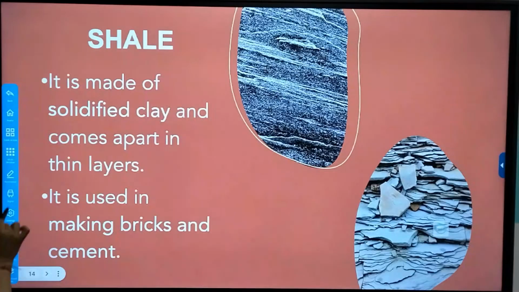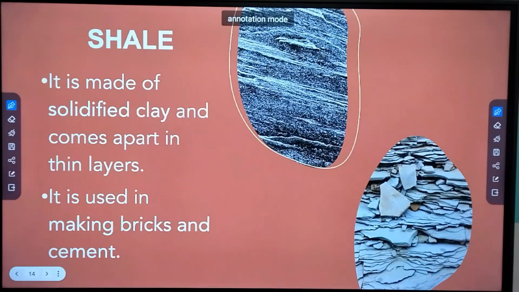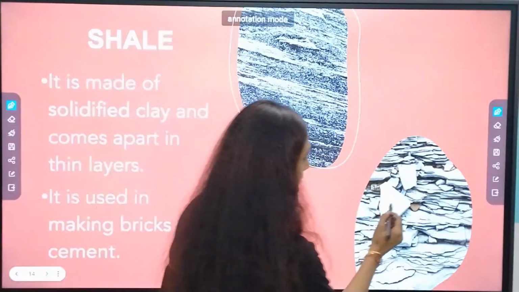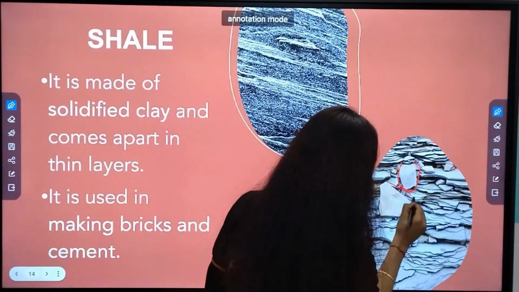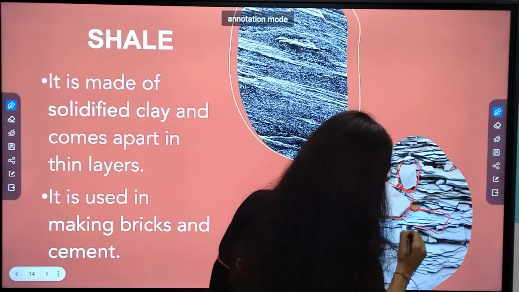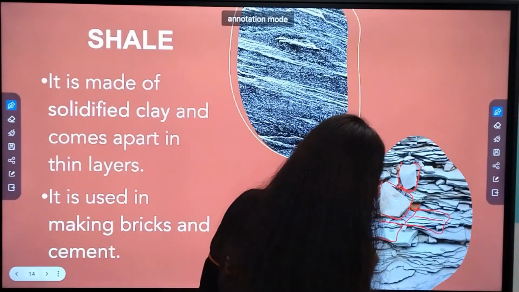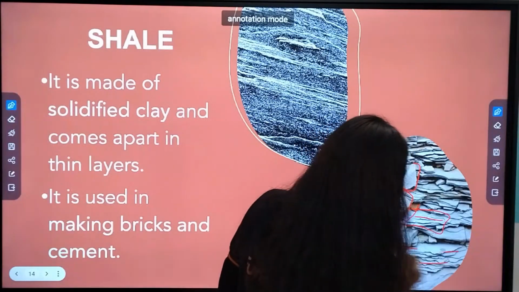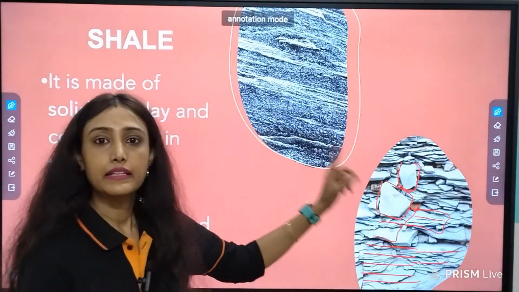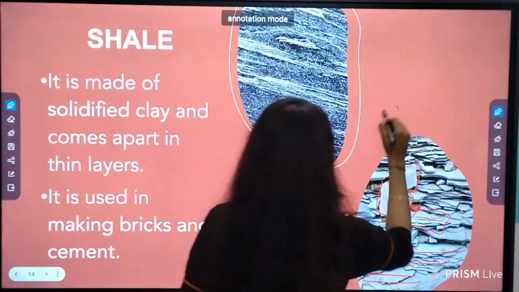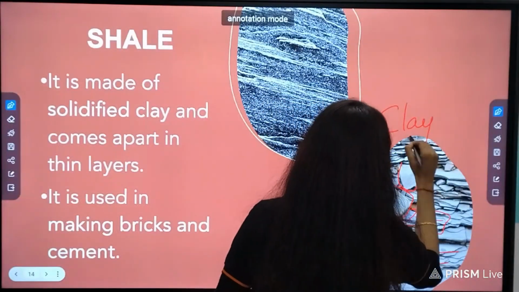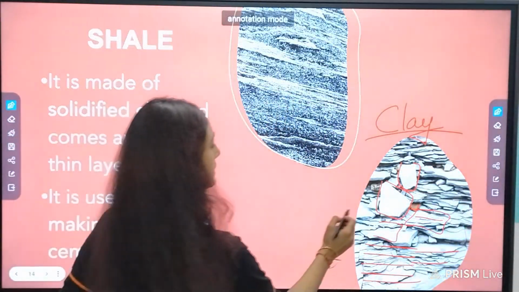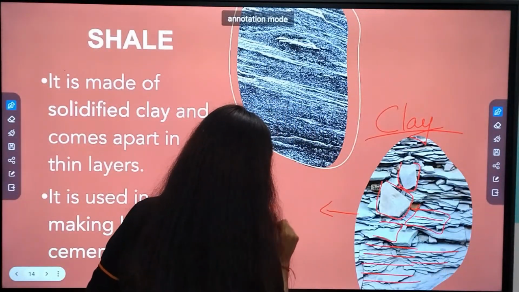Now shale. Shale is formed of, just look at this picture. You can see how it is being broken into pieces. And it is also formed into layers. So it is formed by the deposition of clay, and this type of rock is used in the making of cement.